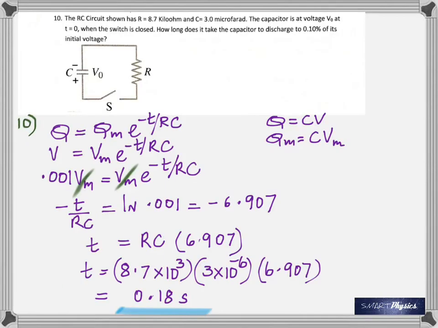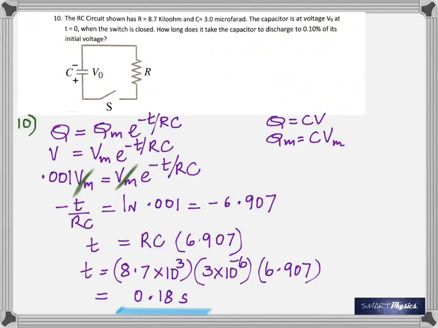Now that brings us to the last question. And I want you to see the question first, so all of it together. Here it says the RC circuit shown has a resistance of 8.7 kilo ohm, capacitance is 3 microfarad, capacitor is at a voltage at t equal to 0 when the switch is closed. It doesn't say the voltage is 0, it says it is at a voltage. How long does it take the capacitor to discharge to 0.1% of its initial voltage?